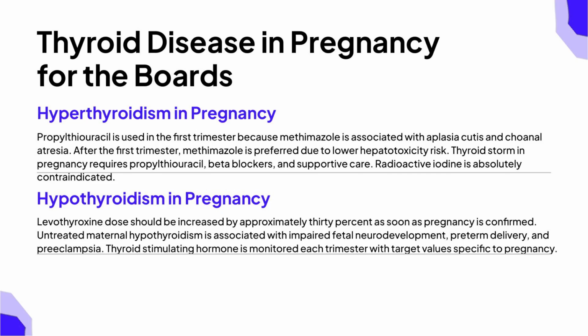For hypothyroidism, levothyroxine is the treatment, and the dose needs to be increased by about 30% as soon as pregnancy is confirmed. Untreated hypothyroidism has serious consequences, including impaired fetal brain development, preterm delivery, and even preeclampsia. Thyroid-stimulating hormone is monitored every trimester. Review your endocrinology resources for the specific target values in each trimester.